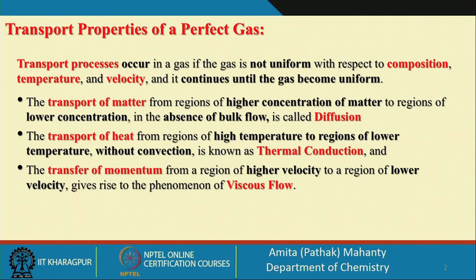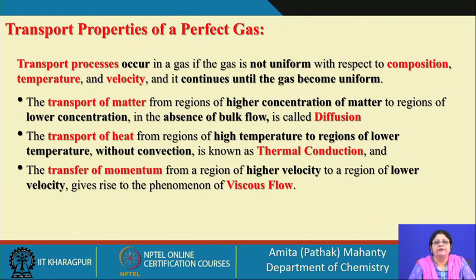If there is an inhomogeneity in composition, temperature or velocity, then from the observations we have seen in our day to day life, transport of matter occurs from a region of high concentration to a region of low concentration, if there is no bulk flow involved. When this transport of matter from higher to lower concentration occurs with no bulk flow, that is, the whole gas is not moving together from one place to another, this process is called diffusion.